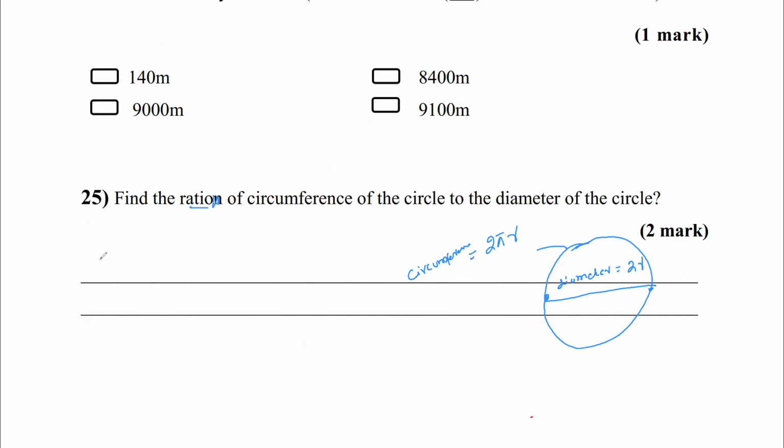So the ratio is equal to circumference divided by diameter. Here the circumference is 2 pi r, and the diameter is obviously 2r. So r cancels, 2 cancels, which is equal to pi. Remember one thing, the definition of pi is the ratio of circumference to the diameter of a circle. So this is our mock exam.